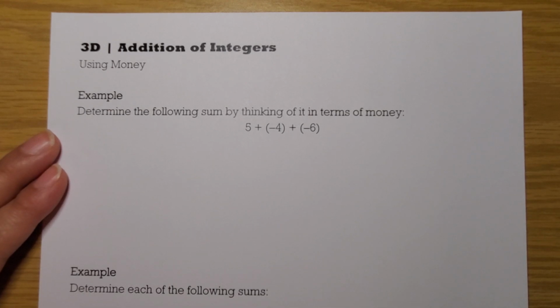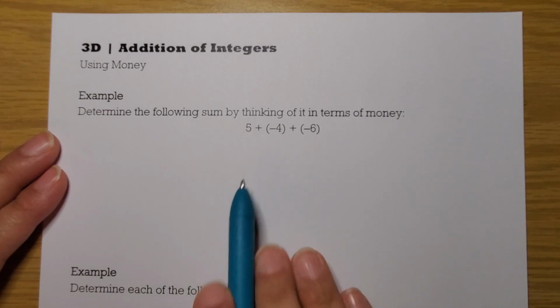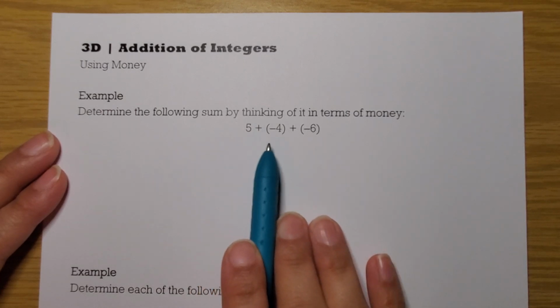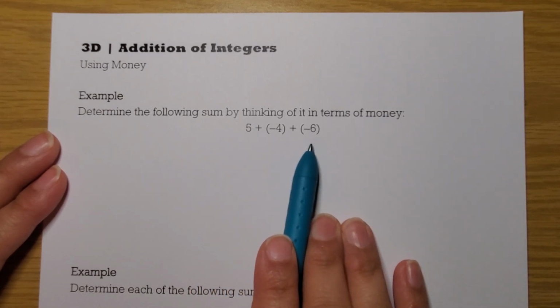Hello, I'm Professor Rad, and today we're going to talk about adding integers using a technique of thinking about the addition in terms of money. So basically making deposits and withdrawals of money. When we talked about signed numbers at first, we talked about positive numbers are deposits, or you're making money, while negative numbers are withdrawals, or you're taking money out. So when I see something like 5 plus -4 plus -6, here's how I think about it.